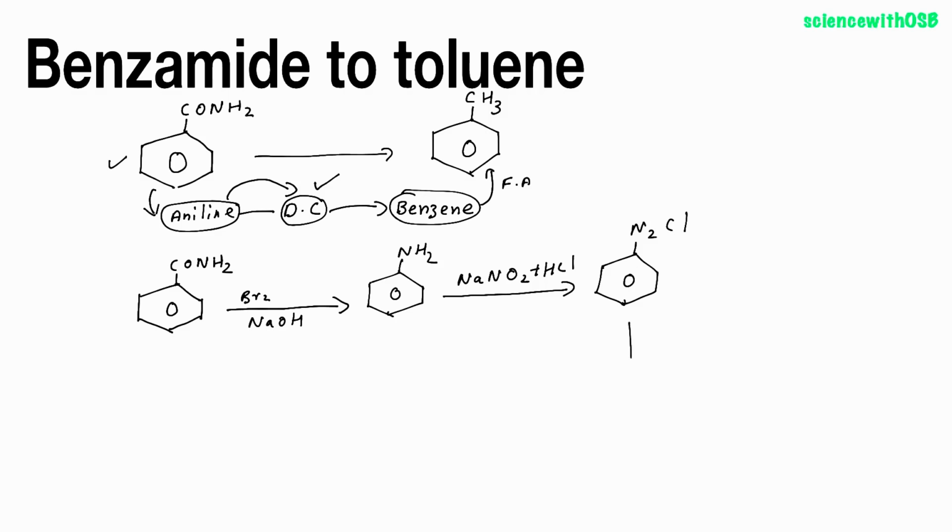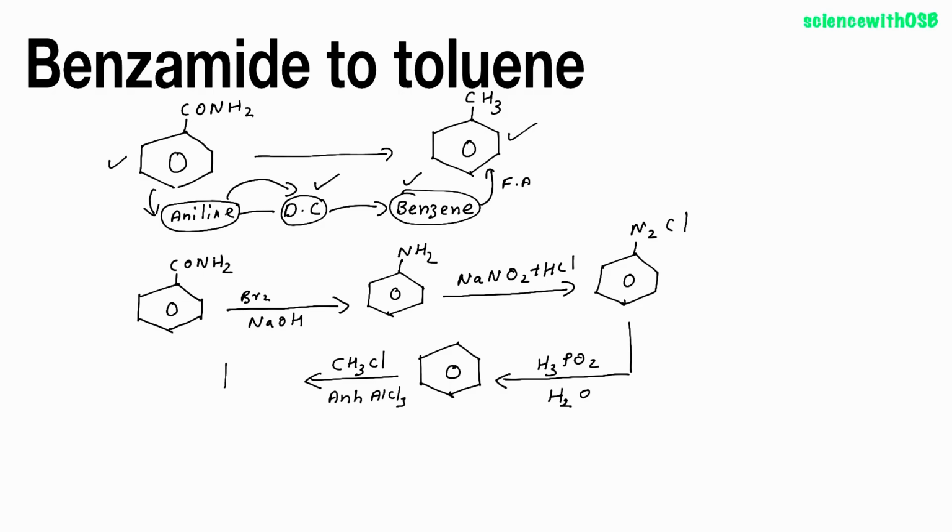Okay, now we reach benzene diazonium chloride. How to convert it to benzene? See, it's a direct textbook reaction, okay? Add H3PO2 in the presence of water. What will you get? You will be getting benzene as the main product. Now we got benzene. How to prepare toluene? Very easy. Friedel-Crafts alkylation. So what do you have to add? Add CH3Cl in the presence of anhydrous AlCl3. What will we get? We will get toluene. Okay, we are getting the required answer.